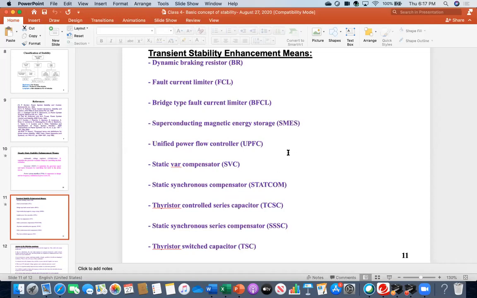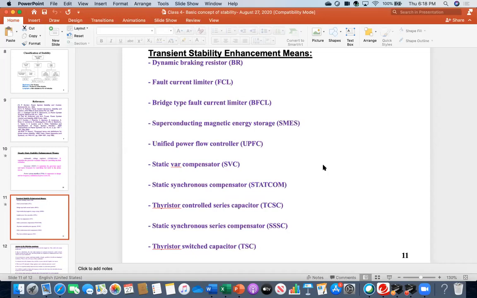Now, here you see, I have mentioned them in a particular way. Everybody keep in mind, the top 5, DBR, FCL, BFCL, SMES, UPFC, can control the active power. And then the bottom 5, SVC, STATCOM, TCSC, SSSC, and TSC, can control the reactive power. So this means that depending on the stability problem in the network, sometimes you need to control the active power, sometimes the reactive power, sometimes a combination of both.